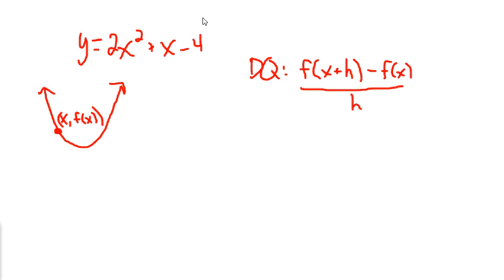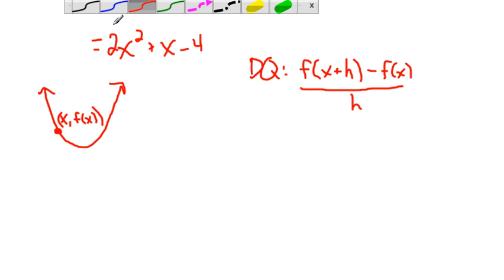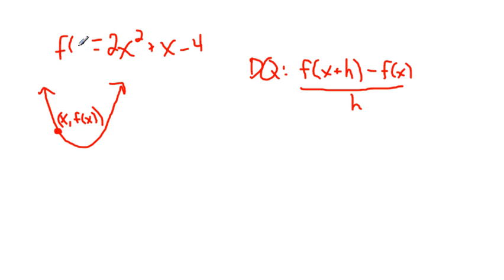So I shouldn't have written this as y. I probably should have written it as f of x. Try to get in the habit of doing function notation here. And so the difference quotient, the way we plug this in, I'm going to give myself some room here. And so it's going to be minus f of x, which is 2x squared plus x minus 4.